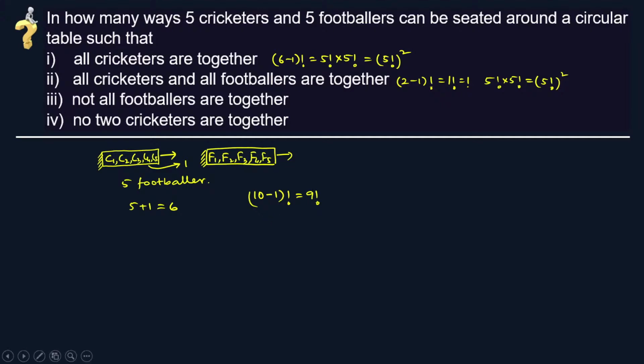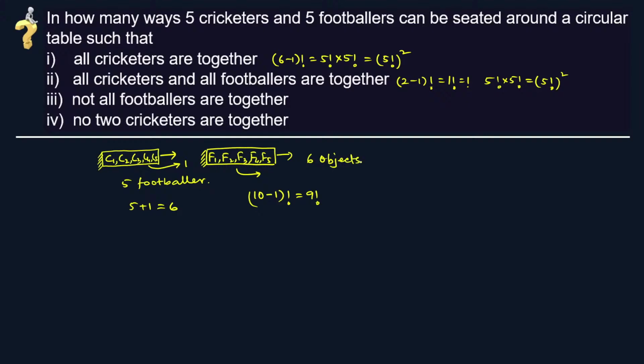Now, all the footballers are together. What will be the total number of ways? Let us consider all the footballers in one box. So we now have 6 objects. What are those? This one box where all the footballers are together is one object, and there are 5 cricketers. So there are 6 objects. Is it clear?